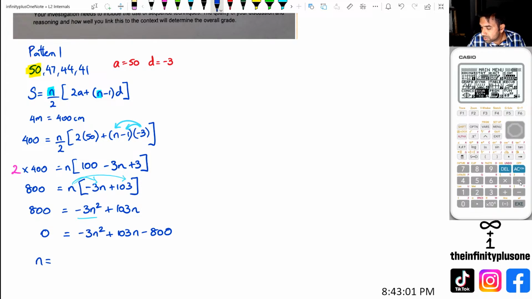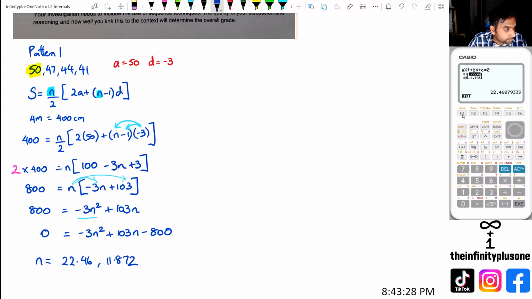We're going to go into equation, and go into polynomial, which is F2, degree 2, and we're going to punch in these numbers, which are -3, then 103, and then -800. Now when we get this, we get n is equal to 22.46, and we're also getting 11.872.